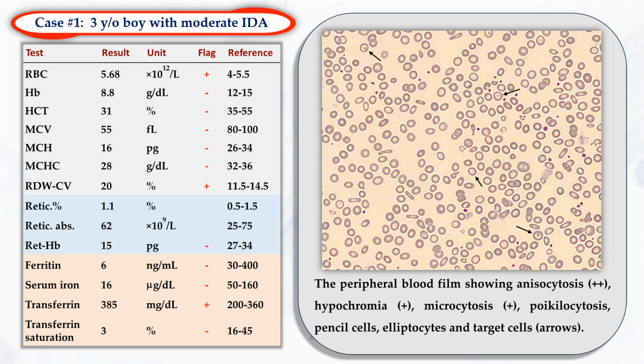Case number 1. A 3-year-old boy with moderate iron deficiency anemia. The peripheral blood film showing anisocytosis, hypochromia, microcytosis, poikilocytosis, pencil cells, elliptocytes, and target cells.